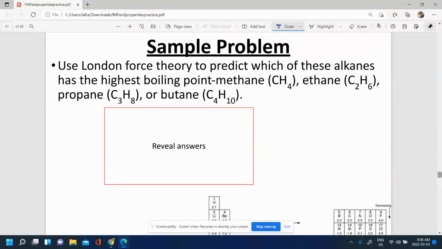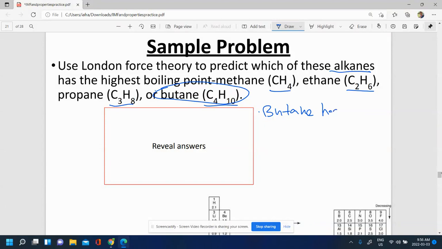Similar question. So use London force theory to predict which of these alkanes has the highest boiling point, methane, ethane, propane, or butane. It doesn't really matter which. If you don't know what alkane means, the question is just asking which one has the highest boiling point and explain why. You'll notice these are all CHs. So they're all nonpolar. So what that means is we must be looking at the one with the most LDF. And so the one with the most LDF is probably butane because it's the biggest one.